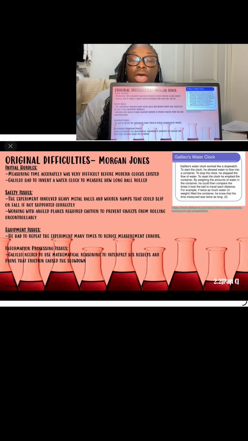Original difficulties. Galileo faced a lot of challenges because technology was limited back then. Measuring time was especially hard. Clocks weren't yet accurate, so he invented a water clock. Safety was also an issue. With the heavy metal balls and wooden ramps, the balls could have slipped or the wooden ramps could have fallen down. He had to run his experiment many times just to make sure that the results were reliable. Also, Galileo then used math to interpret his results and explain how friction affected motion.